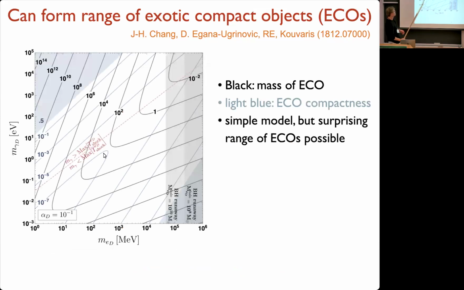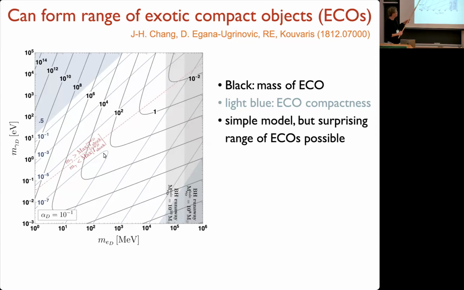I can't see the color so well. Anyway, ignore these little bands and so on. But what you can see here, this is supposed to be black. This is the mass of the exotic compact object that forms. This is 100 solar masses. This is 1 solar mass, 10 to the 4, 10 to the 6, and so on. So you see a big range.